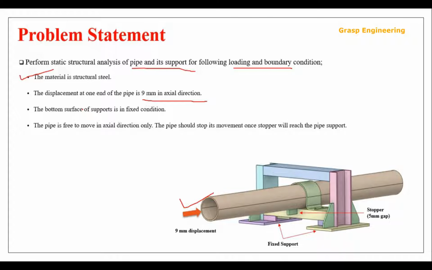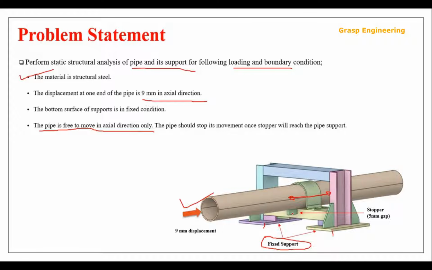The bottom surfaces of the supports, you can see here, have the fixed support boundary condition. That means we are going to lock all the rotational as well as translational degrees of freedom. The pipe is free to move in the axial direction only. So here we need to provide the pipe free movement in the axial direction while the remaining directions are in lock condition.